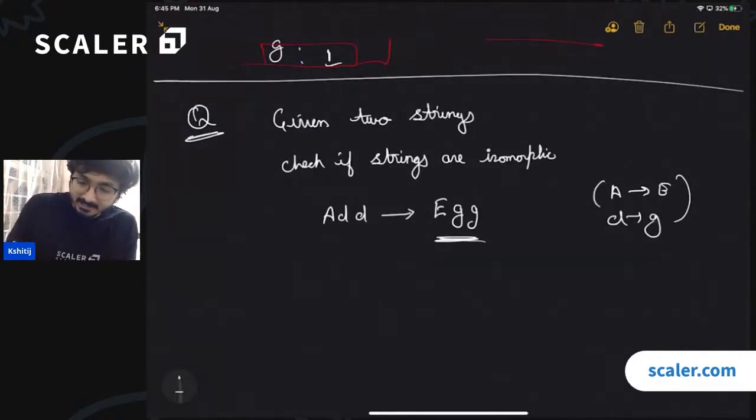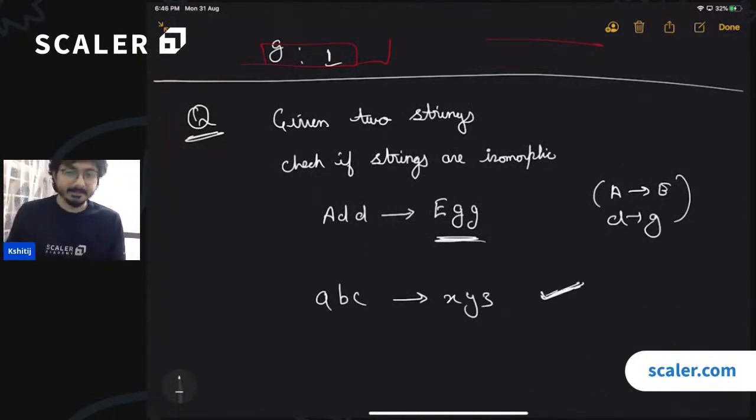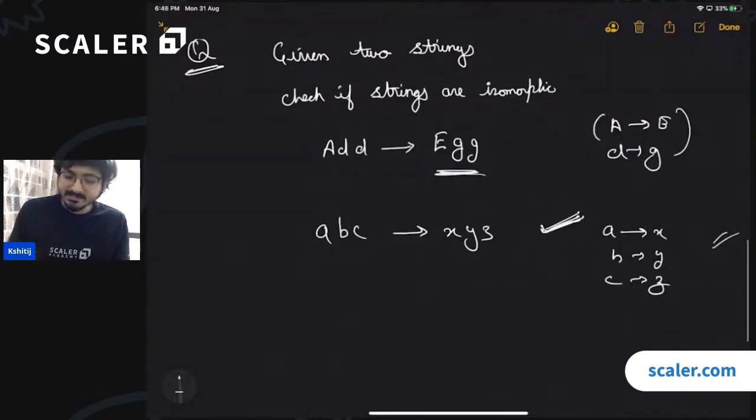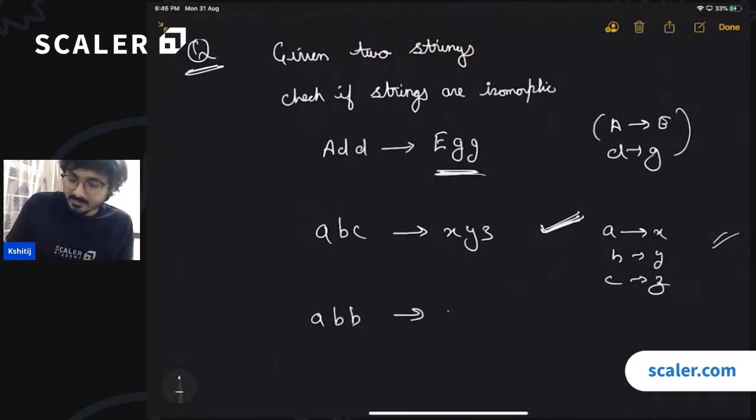So can I say that ABC is isomorphic to X, Y, Z? Yes, this is correct, because you can replace A by X, B by Y, and C by Z. This is absolutely correct. Let us take another example. Let's say I have ABB replaced by CAC.